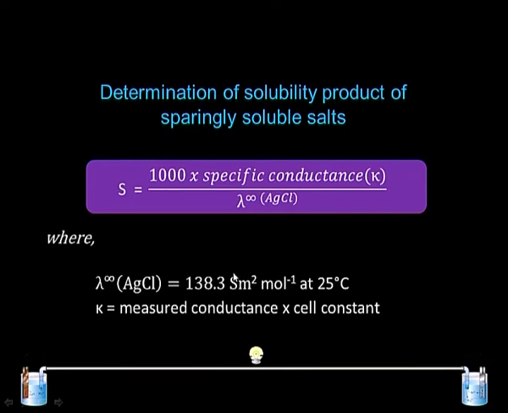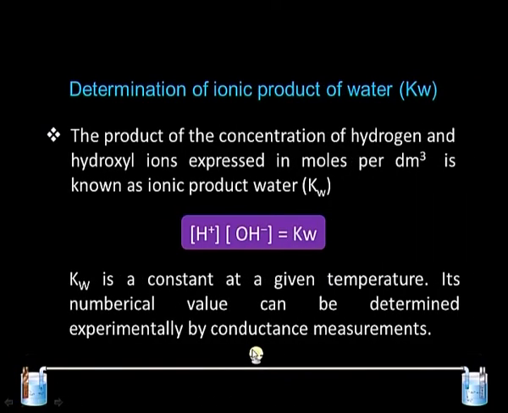For example, if lambda infinity is 138.3 Siemens meter square per mole at 25 degrees Celsius for AgCl, and kappa is the measured conductance times the cell constant, we can find out the Ksp of silver chloride. Looking forward, what further can be done with this conductivity measurement?